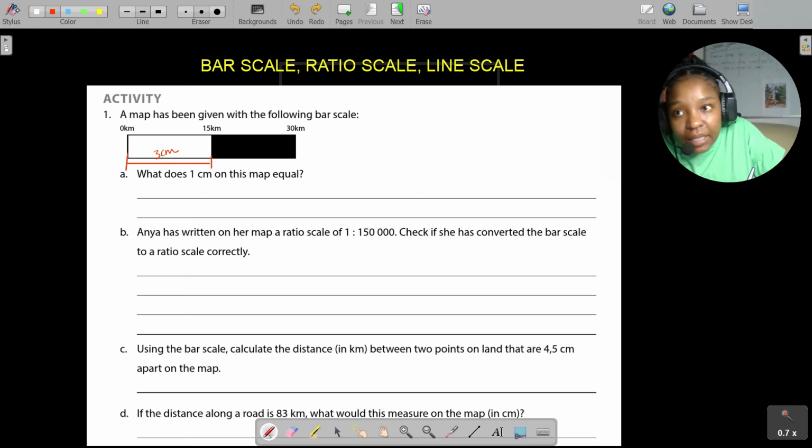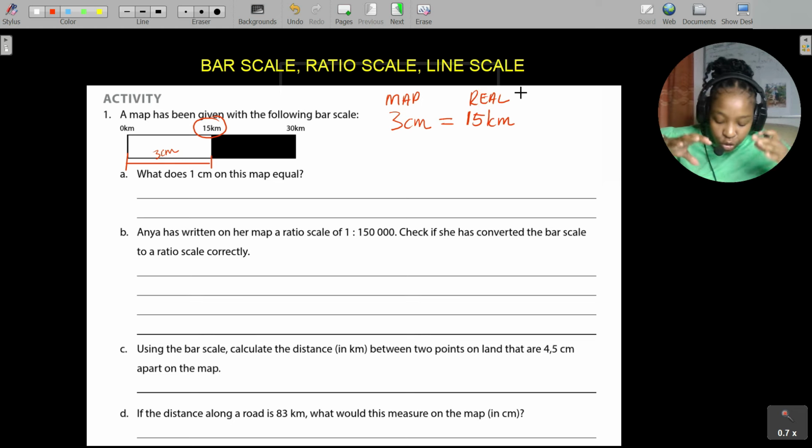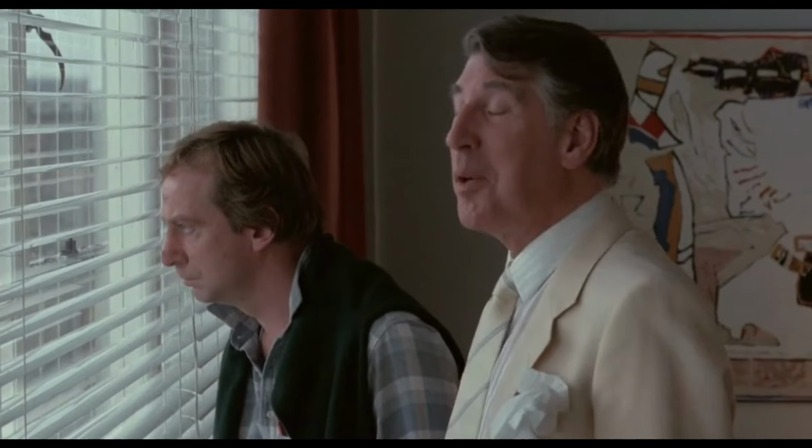It basically means that 3 centimeters on the map is equal to 15 kilometers in real life. So now we've translated our bar scale into an equation that we can use. So now life becomes very easy for us. You get my point.